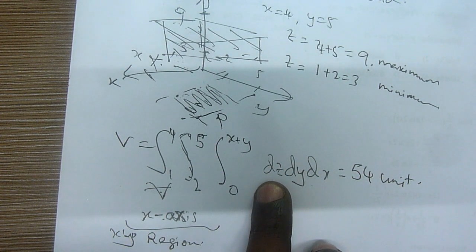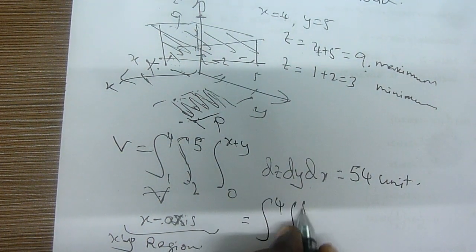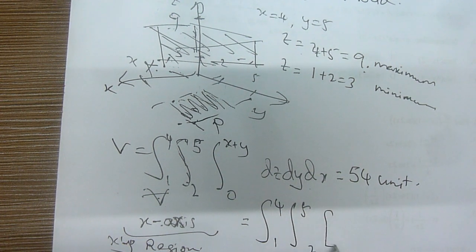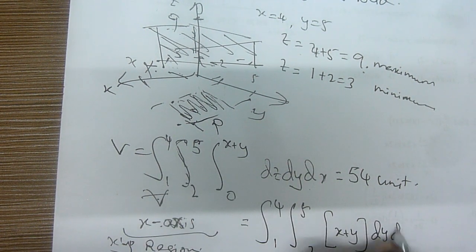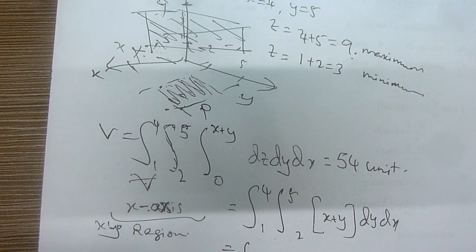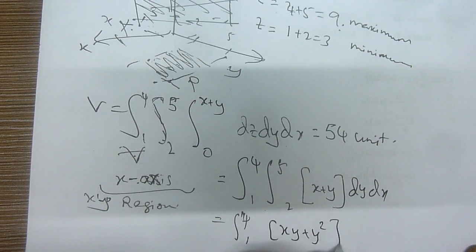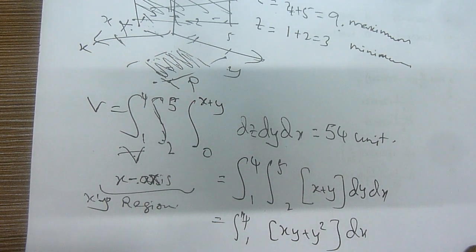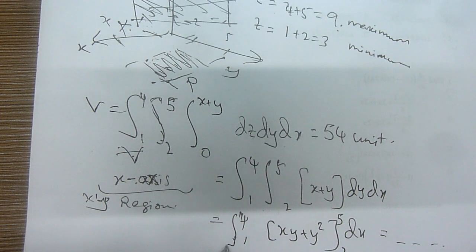I'll help you a little bit. 4, 1, 5, 2. This is xy, see? X plus y, then automatically z disappears already, right? Therefore, you will have dy dx. And y goes inside, then it's 4, 1. Therefore, you will get xy plus y squared over 2, dx, and it's 5, 2. Then from there, I think you can proceed to calculate your next move.